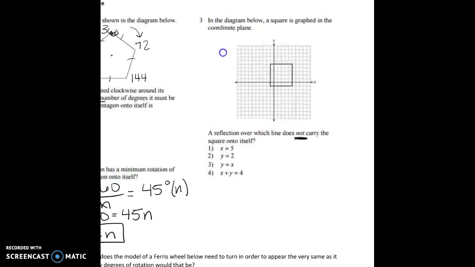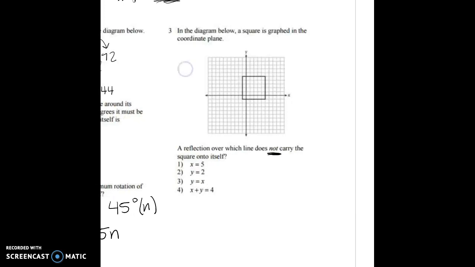So let's see if I can make this bigger. There we go. So if I have the line 1, 2, 3, 4, 5, x equals 5 is that line. And so if I reflected over that line, it would flip over here. And now most of the square would be on this side of the line and a little bit of it would be on this side of the line. But I know if I'm going to reflect it over x equals 5, the shape isn't going to look the same. So unfortunately, they gave us the easy answer right away.